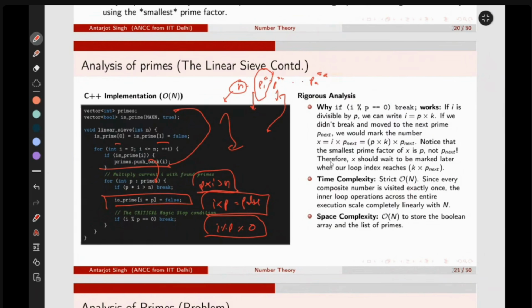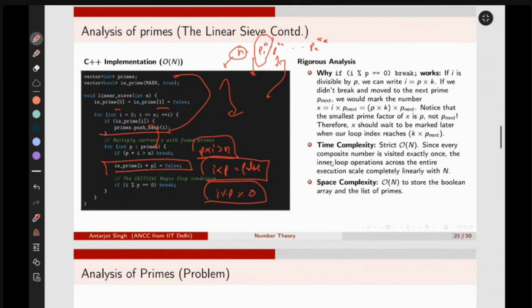So the complexity would be big O of n, because every number is visited at most once, right? That's why the complexity of it is big O of n, and the space complexity would be big O of n to store whether the number is prime or not.